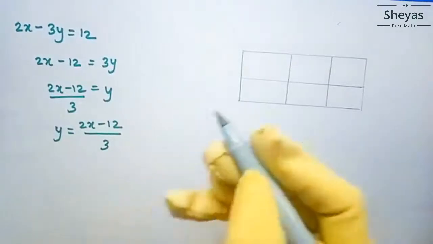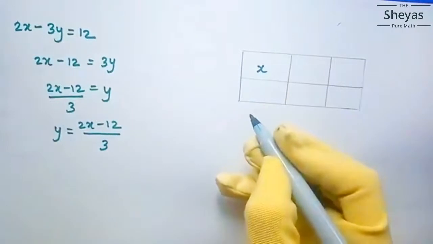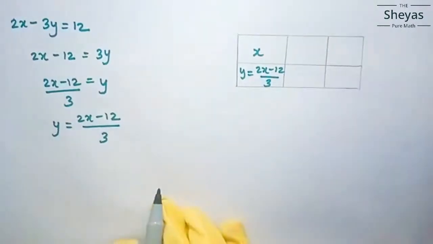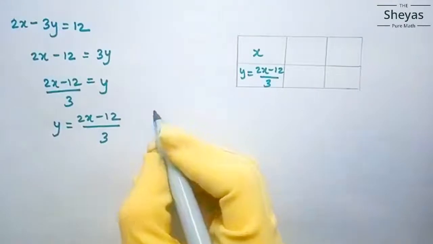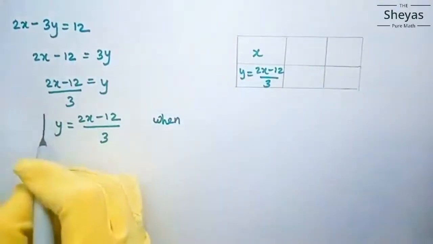Now I am writing in the table: here the x value, then next the y value, (2x minus 12) by 3. Now let us substitute some points.